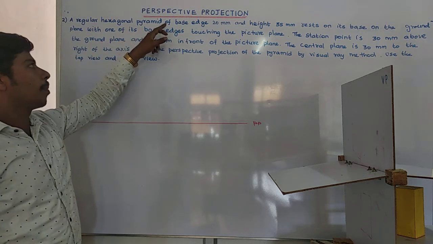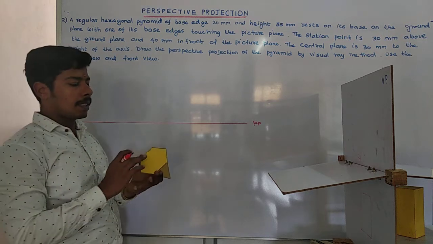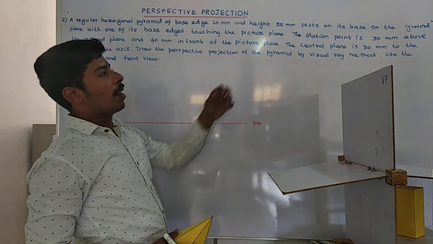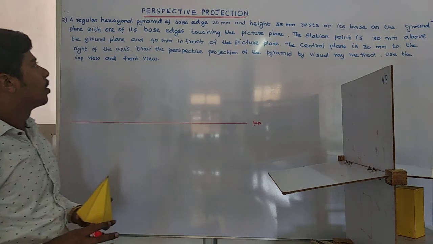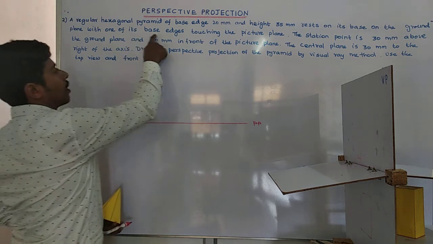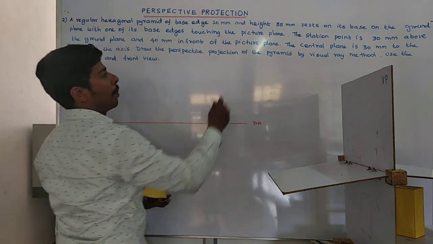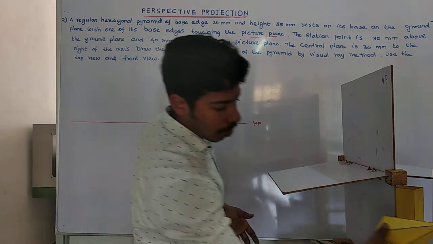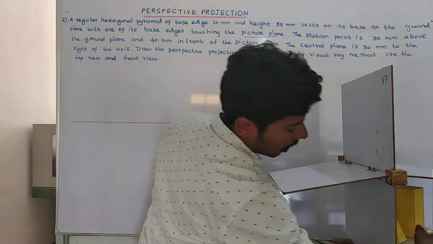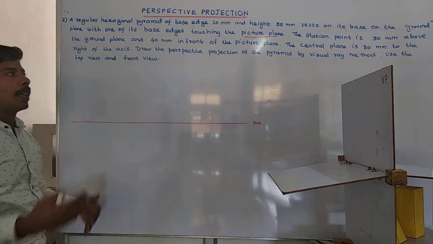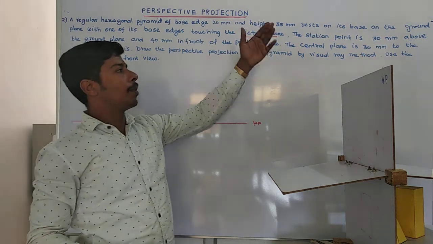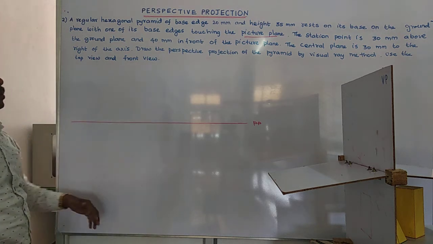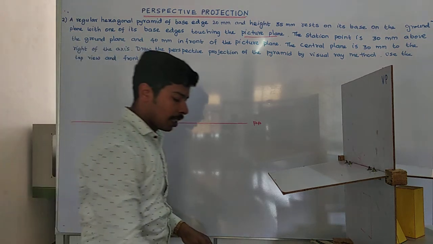Here a regular hexagonal pyramid, base 20 and height 35, rests on its base on the ground with one of its base edges touching the picture plane. Ground means here, so this is touching the picture plane. The station point is 30 mm above and 40 mm in front of the picture plane. The central plane is 30 mm to the right. So it's given. We can do it one by one.